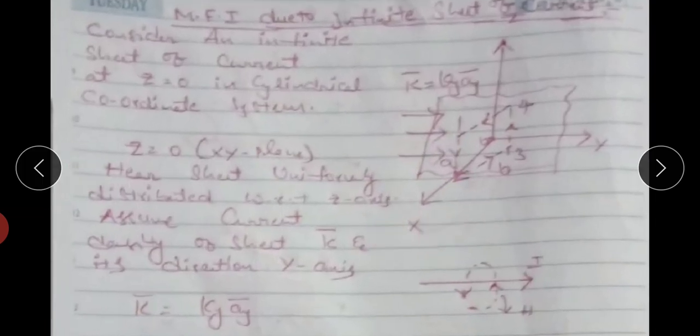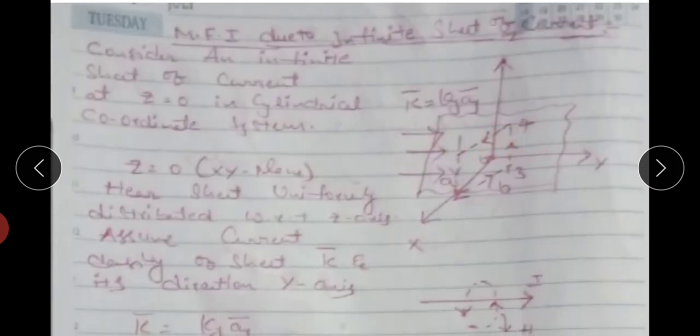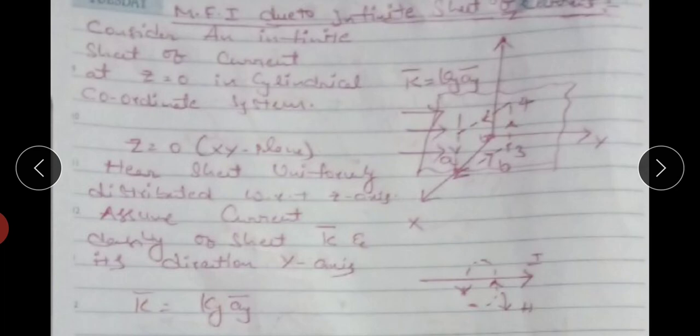So next, the magnetic field intensity due to an infinite sheet of current. This is one infinite sheet of current. Here the type of charge is surface charge, and assume the current direction is the y-axis direction. This is the x-axis, y-axis, z-axis. Here the assumption is the Cartesian coordinate system, not the cylindrical coordinate system.